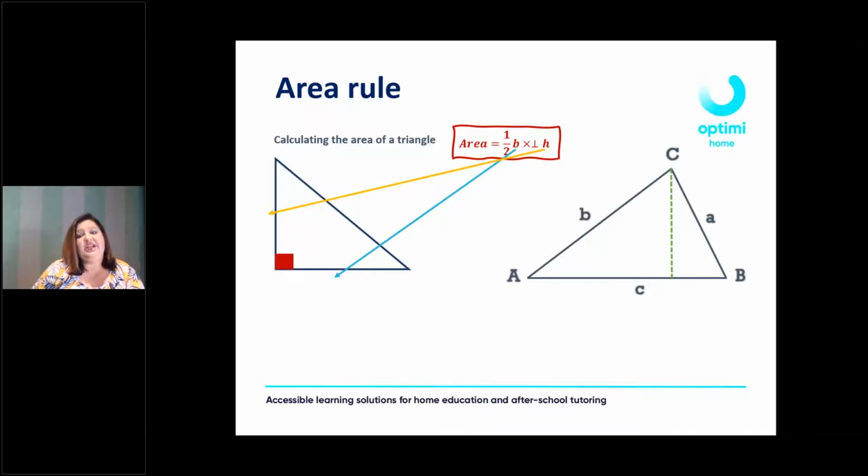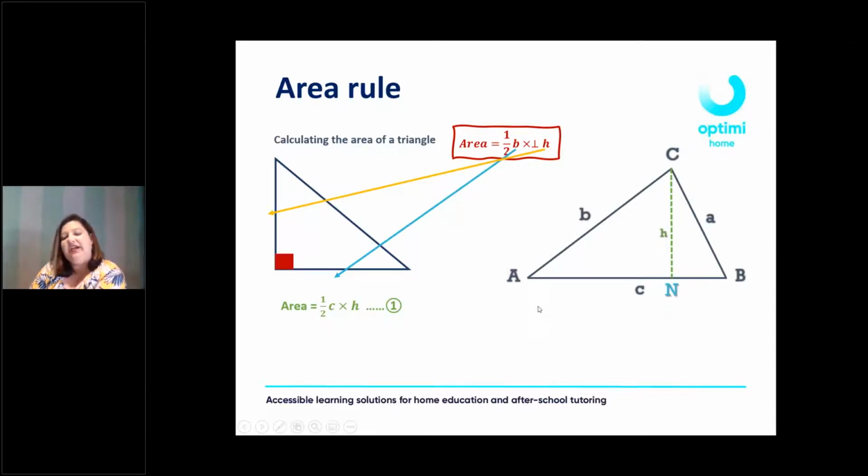So for the purpose of showing you how they got to the area rule, I'm just going to draw a perpendicular line down, which will be the perpendicular height that you are used to, and I'm going to call it H for the height. All right. So if I look at this triangle and I apply this equation that you know, the area is half base times perpendicular height. If I apply it to this triangle here, I will say half base, and I know that my base is this side over here, which is my small letter C, so half C times my perpendicular height, in this case the H over there.